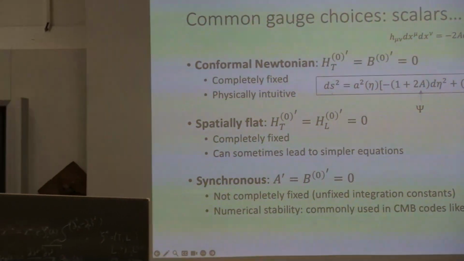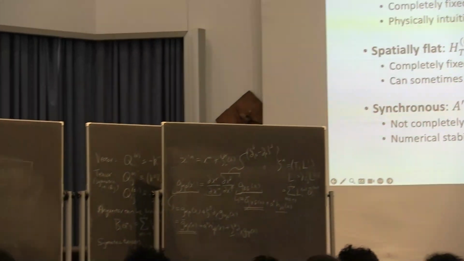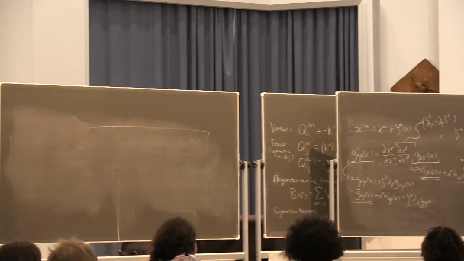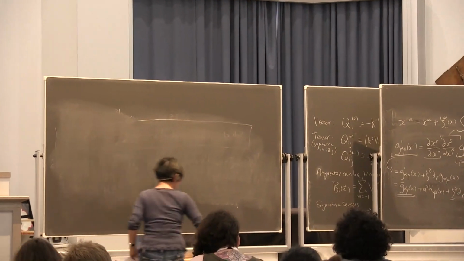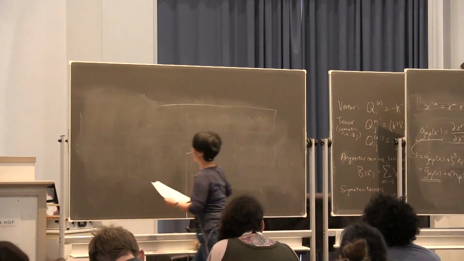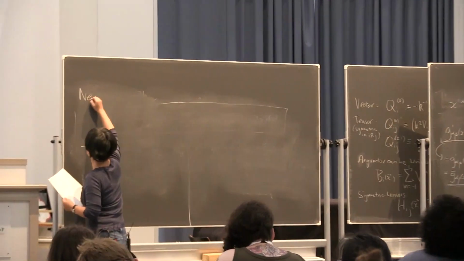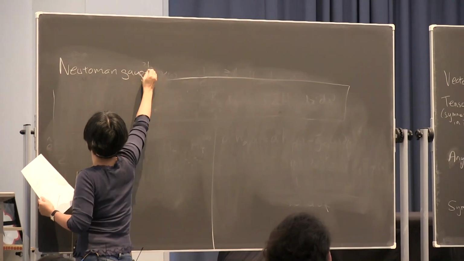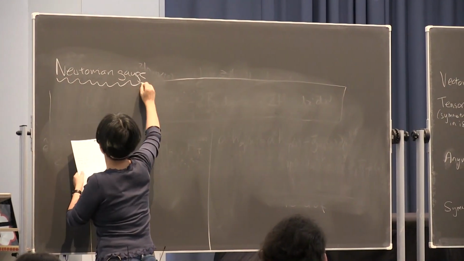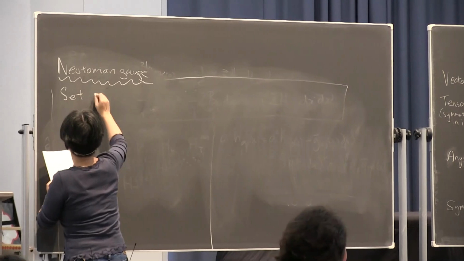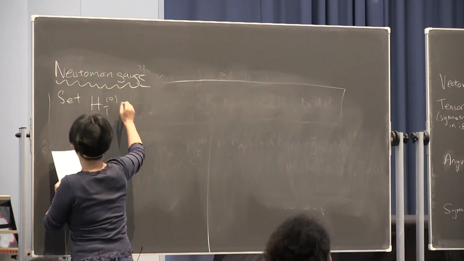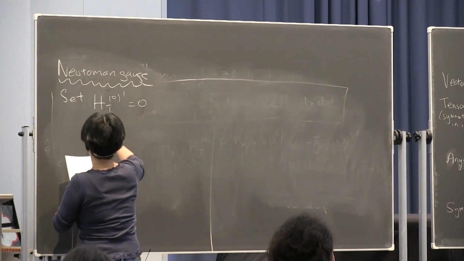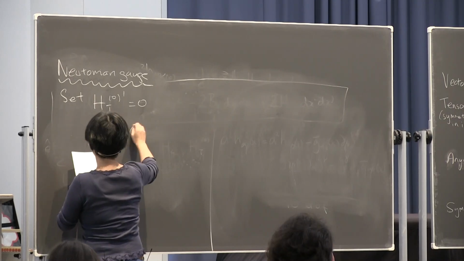Because a Newtonian gauge is important, it needs a bit more time. So Newtonian gauge is this one. So you set HT naught prime to zero and B naught prime to zero as well.